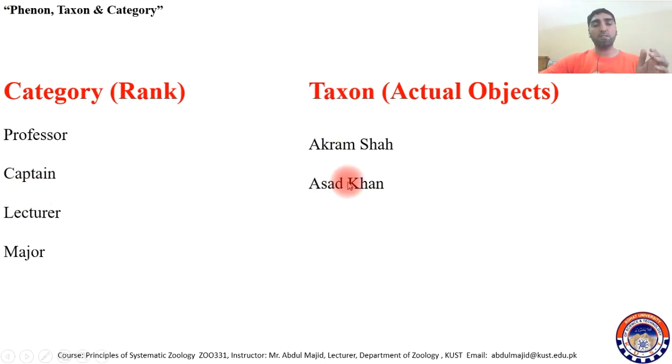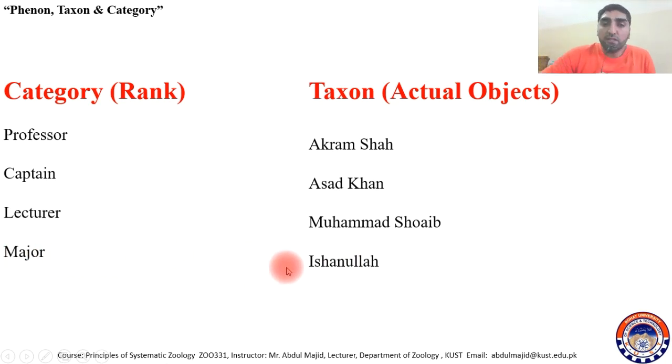So the actual person is Asad, and you know that he has the third rank in the army, for example second lieutenant, lieutenant, and then captain. And Muhammad Shoaib is a lecturer. Again, you know the actual person and his rank. And for example, Ehsanullah is a major. Again, you know the actual person and the category. After passing a certain examination, Ehsanullah was placed in the rank of major. After passing a certain examination, Dr. Akram Shah was placed in his rank.